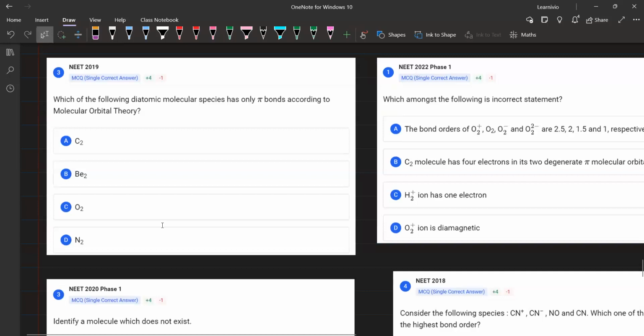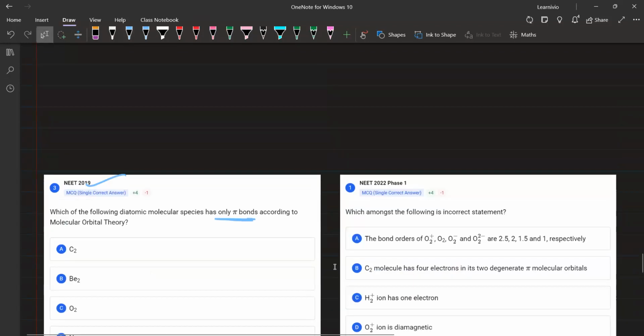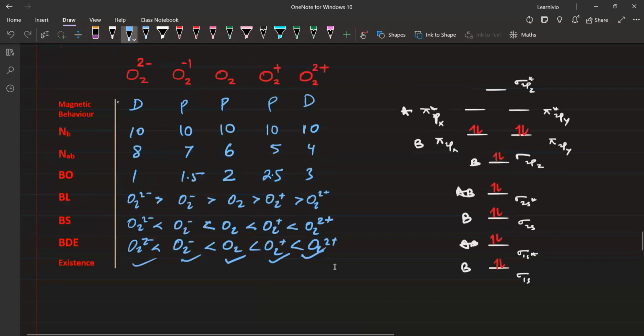Which of the following diatomic molecular species has only 5 bonds according to the molecular orbital theory? 5 bonds का मतलब जैसे, for example, if you see here, O2 में देखिएगा, ठीक है ना? ध्यान से देखिएगा O2 में. All of these bonds are getting cancelled by each other. Means sigma 1s जो है bonding, वो anti bonding उसको cancel कर दे रहा है. Sigma 2s वाला को sigma 2s star cancel कर दे रहा है. If I look at the sigma 2pz and pi, then इनको cancel करने वाला नहीं है कोई, right?